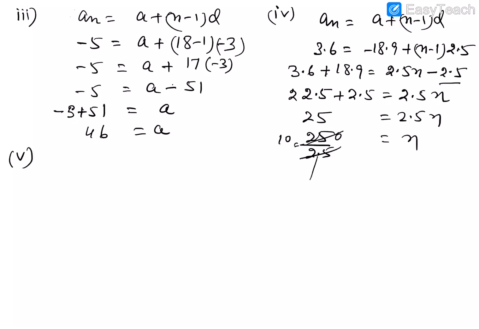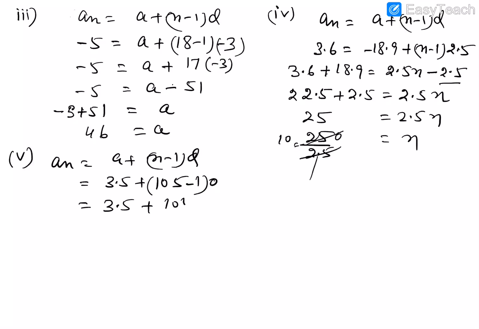For the fifth part of the problem, an is to be found out. a is 3.5, n is 10, and d is 0. So an is a plus n minus 1 into d, which is 3.5 plus 9 into 0. So this is 3.5 plus 0, that is 3.5.